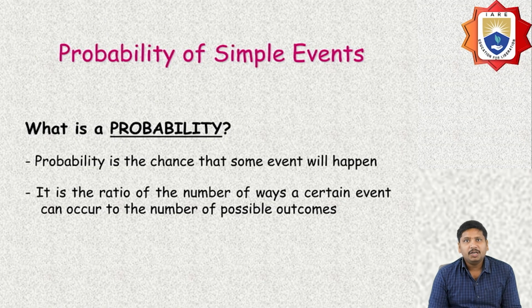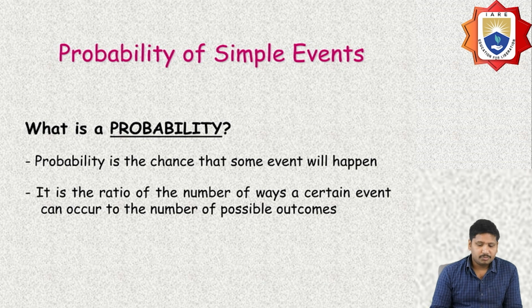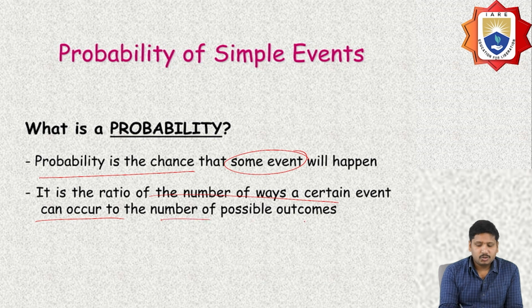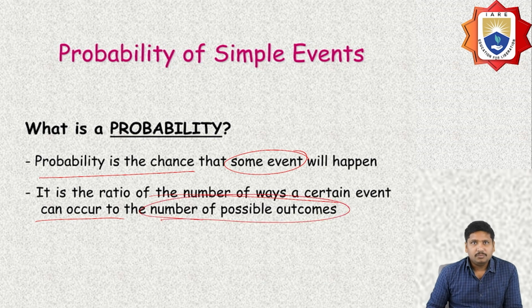So, what is probability? Probability is the chance that some event may occur, and it is the ratio of the number of ways a certain event can occur to the number of possible outcomes.